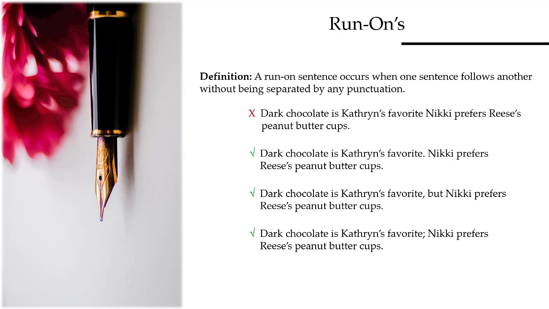You can see that in this second example here. Dark chocolate is Catherine's favorite, comma, but Nikki prefers Reese's peanut butter cups. So you do need both elements to join two complete thoughts, the comma and the conjunction.